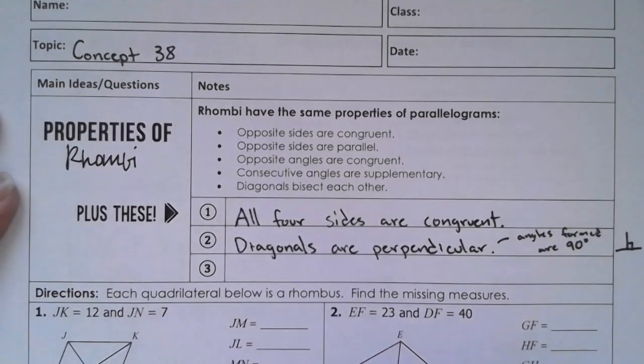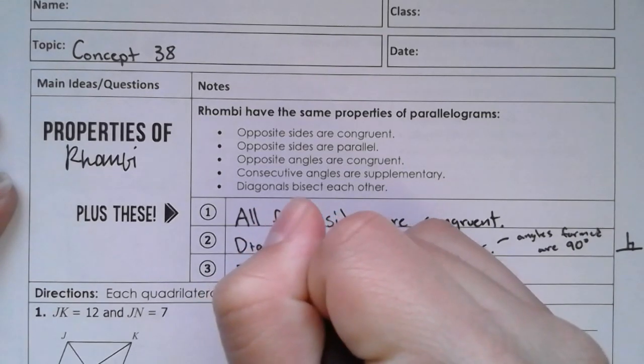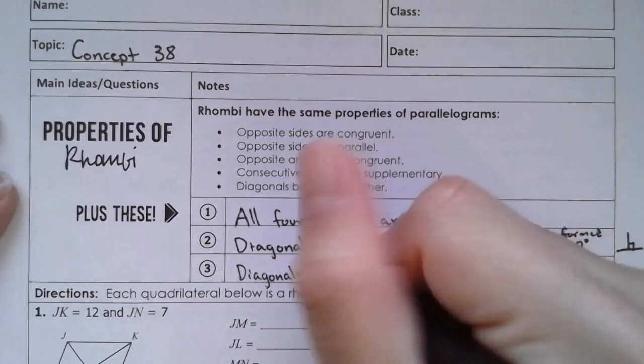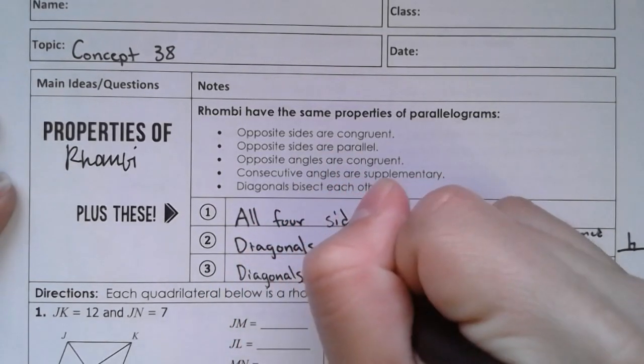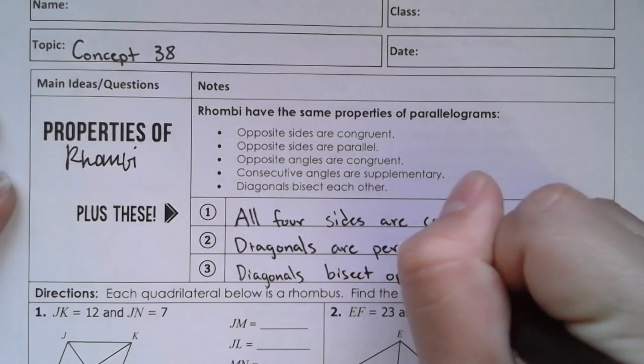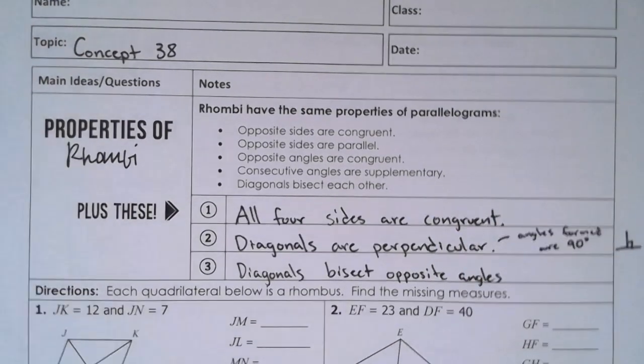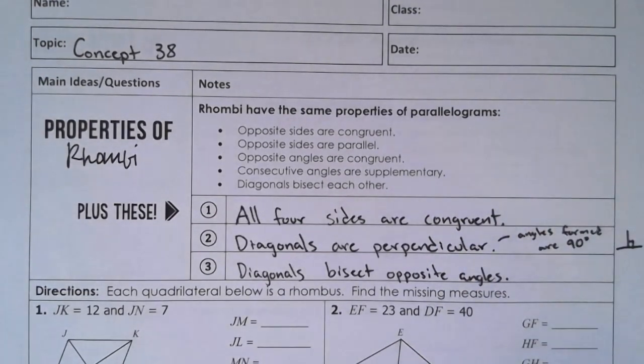And the third property is diagonals bisect opposite angles. So in this case, for rhombus or for rhombi, you have the diagonals cut the opposite angles into 2 equal parts.